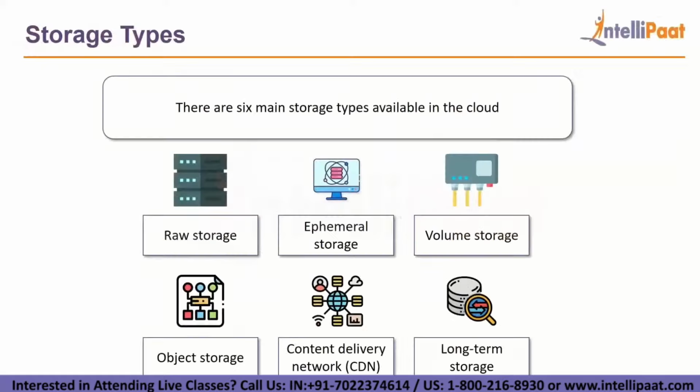There are 6 main storage types available in the cloud: raw storage, ephemeral storage, volume storage, object storage, CDNs or content delivery networks, and long-term storage. Let us try and understand them one by one.